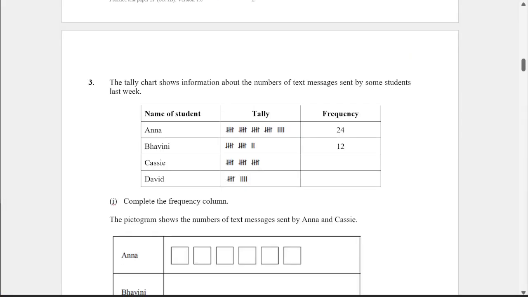Question 3. The tally chart shows some information about the number of text messages sent by some students last week. Complete the frequency column for the tally chart. Cassie sent 5, 10, 15 text messages. Each bar in a tally chart represents 5. And then we've got David sent 5 plus 4, so David sent 9.